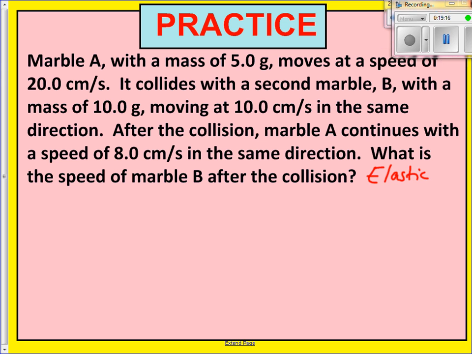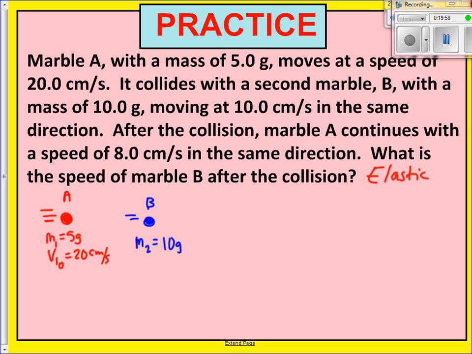Secondly, let's draw a picture. Here's marble A. And we're told that marble A has a mass of 5 grams. Marble A is moving with a speed of 20 centimeters per second. Now, it's heading towards the second marble, marble B. Marble B has a mass of 10 grams. And we're told that marble B is moving at a velocity of 10 centimeters per second in the same direction.